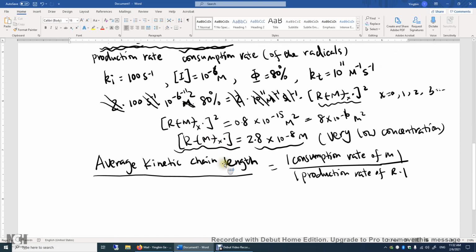Well, just imagine within a, let's say, 1 nanosecond period or 1 microsecond period, just within a very short period of time, let's say 5 radicals are produced, and then 500 monomers are consumed. Where do these monomers go? These 500 monomers actually are bonded in sequence to the radical. And then, therefore, the average kinetic chain length is 500 monomers being consumed divided by 5 radicals being produced. That's just 100.